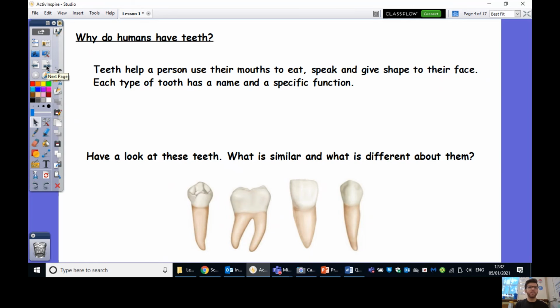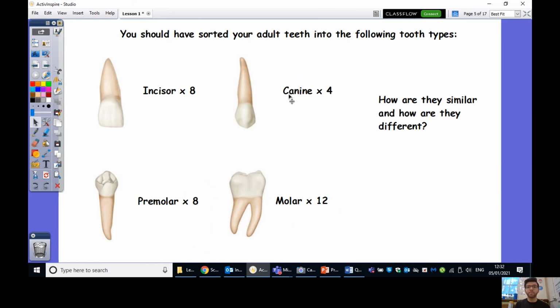So let's have a look at the very first one. We can sort your adult teeth into the following types: incisors, canines, premolars, and molars. And we've already sort of discussed what's kind of different about these teeth, but we're going to look at these individually now.